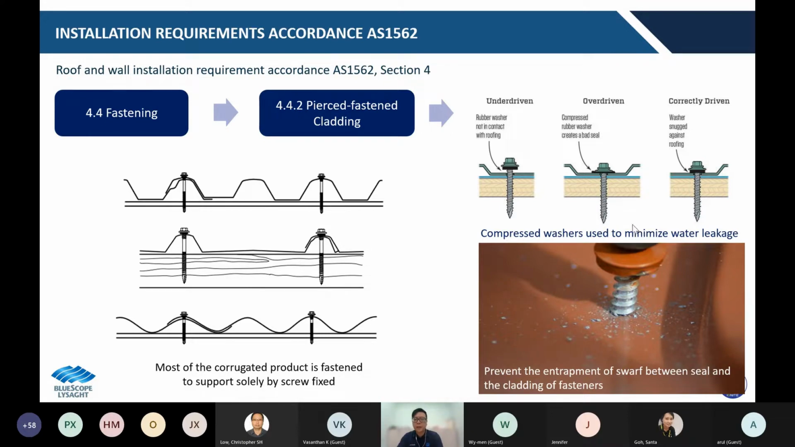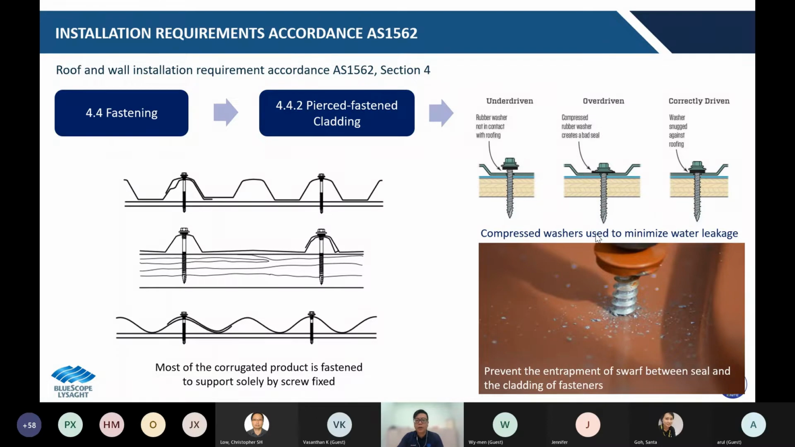All right, in the same clause, it's mentioned that we should prevent the entrapment of the swarf between the seal and the cladding of the fastener because it will accelerate the corrosion at the screw area. Eventually, the screw fix area might be failed due to the movement from the wind action. So the swarf is this small debris here, and it happens when the screw drills through the cladding, this is the debris that appears around the screw area. So you must clear it off before you close up the screw.